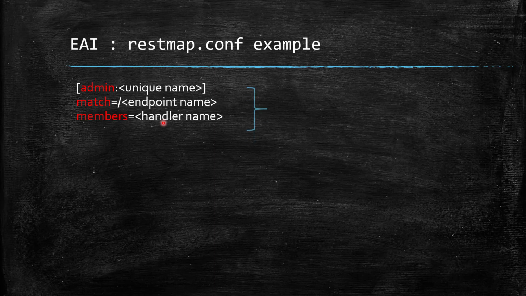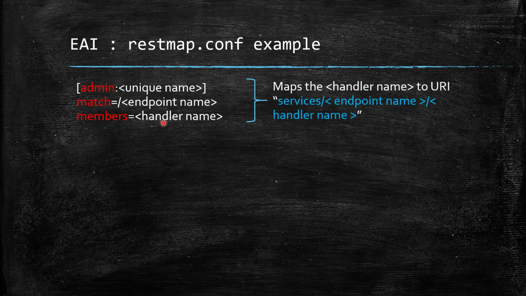So if I just see it over here, this configuration, admin colon the unique name, basically maps the handler name with the URL called services slash endpoint slash the handler name. So that will be the endpoint name for EAI based handlers. We'll see the script based handler is a little bit different, the URL configuration. But this is the URL that will become the endpoint URL for EAI based handlers.